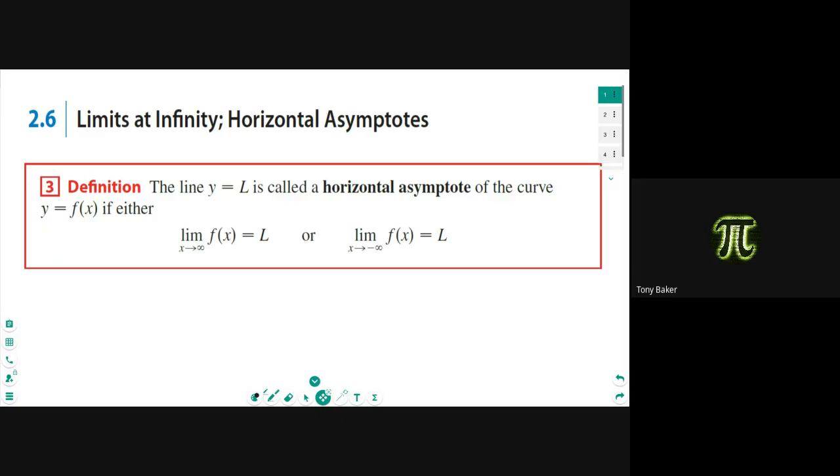So the limit as x goes to infinity of f of x equals L, or the limit as x goes to negative infinity of f of x equals L. They do not have to be the same for it to be true. So you can have problems that have two horizontal asymptotes, one going to negative infinity and one going to positive infinity. And we will look at least one case tonight where they actually are different. Okay, let's look at some graphs first, and then we'll look at some equations.